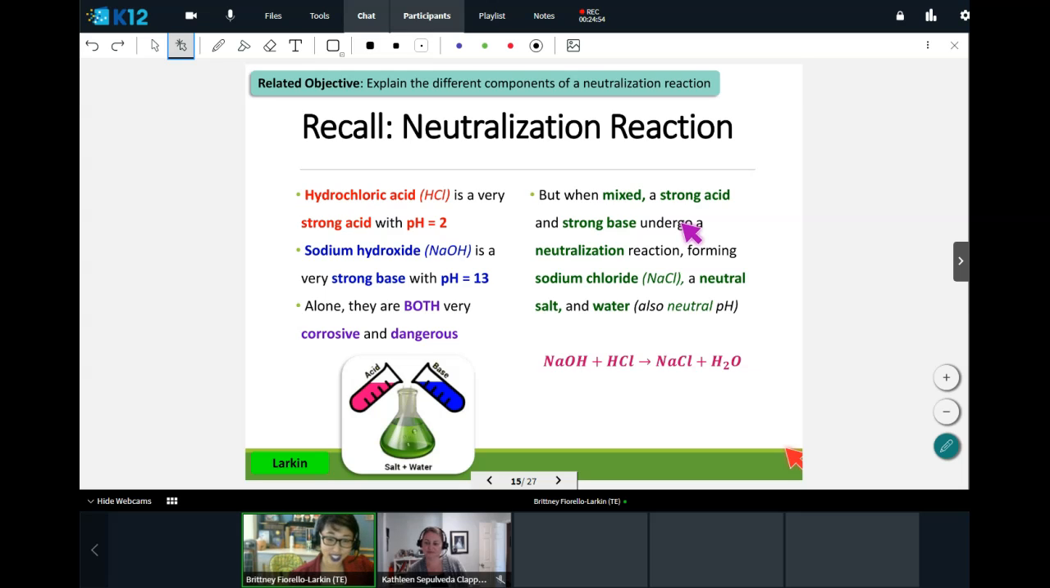Now the cool thing though is when you do mix them together, you actually get a neutralization reaction. They actually neutralize each other. We can see this root word here of neutral. Neutral meaning neither acidic, neither basic. It's neutral, it's in the middle. Let's take a look at how that happens.